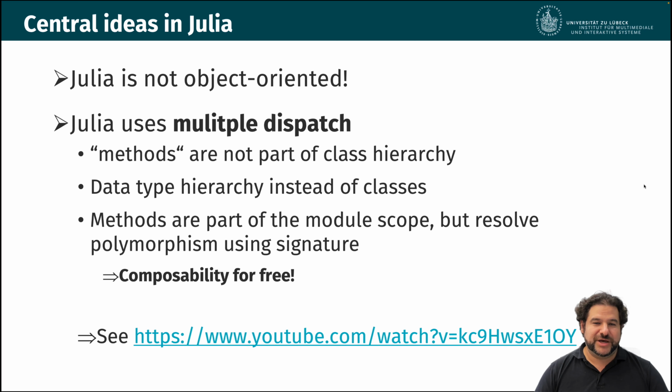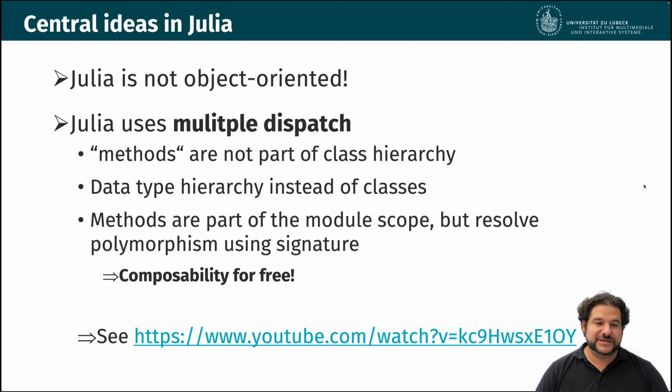The idea of multiple dispatch is that the methods, the functions that you call on your data objects, are not part of the so-called class hierarchy. In object-oriented languages, you save the functions along with the data type definition. And we don't do this in Julia, except that methods live in the global or in a module space. And we only have a data type hierarchy instead of the classes. So classes in the object-oriented language mean that there are functions plus data. And in our case, we only have data as a form of hierarchy.